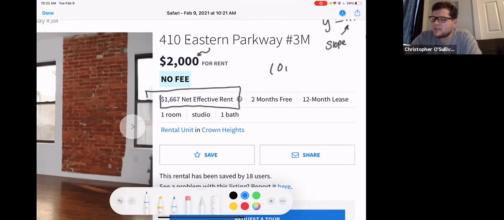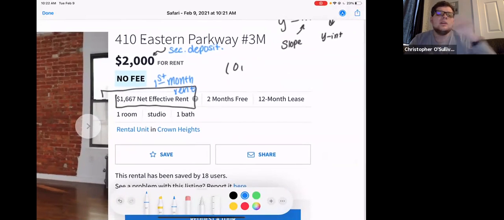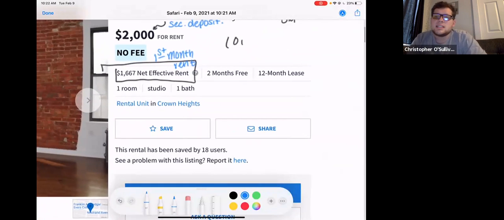Good, I'm gonna color code this. Our security deposit. So this will be our first month rent. You can read this, right? It's legible. It is. Okay, I just want to make sure. So I have our security deposit and our first month's rent. So what we're going to do is we're going to do 2,000 plus 1,667. And that'll give us, I recommend you take out Desmos. I'm going to take out my nice handy dandy TI-84 Plus Silver Edition.